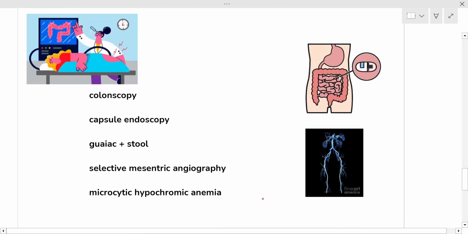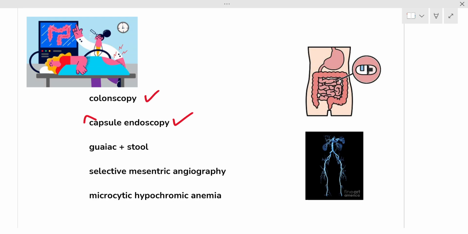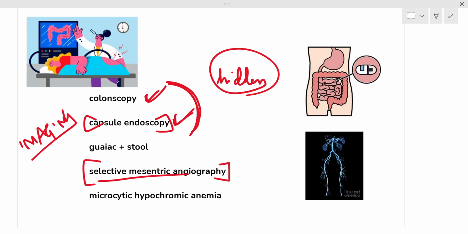Now, how do you diagnose angiodysplasias? The first two are pretty simple. It's colonoscopy, failing which you might have to do capsule endoscopy. Colonoscopies fail when the angiodysplasias are like hidden behind the haustral folds or something like that, and that's when capsule endoscopy comes into play. And when both of these are not able to yield a diagnosis, that's when we go in for more advanced modalities like selective mesenteric angiography, right?